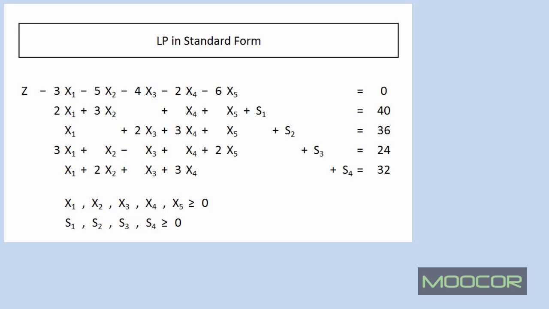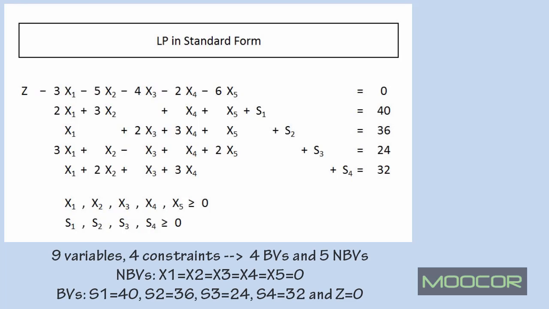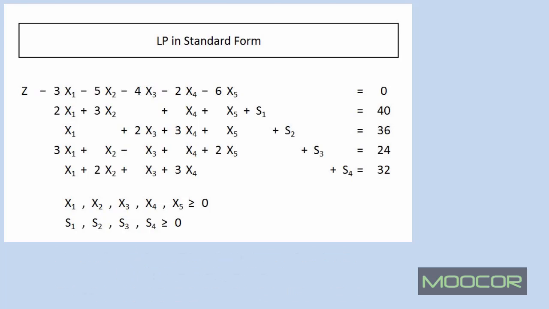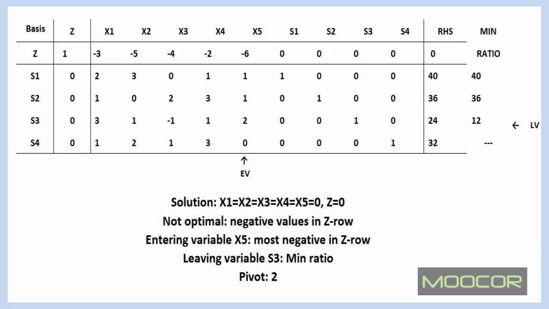I will add slack variables s1 through s4 to the problem. Again, now I have 9 variables, 4 constraints, so I would have 4 basic variables and 5 non-basic variables. My non-basic variables are my x's, and my basic variables are the s's. So the first simplex tableau is presented here.